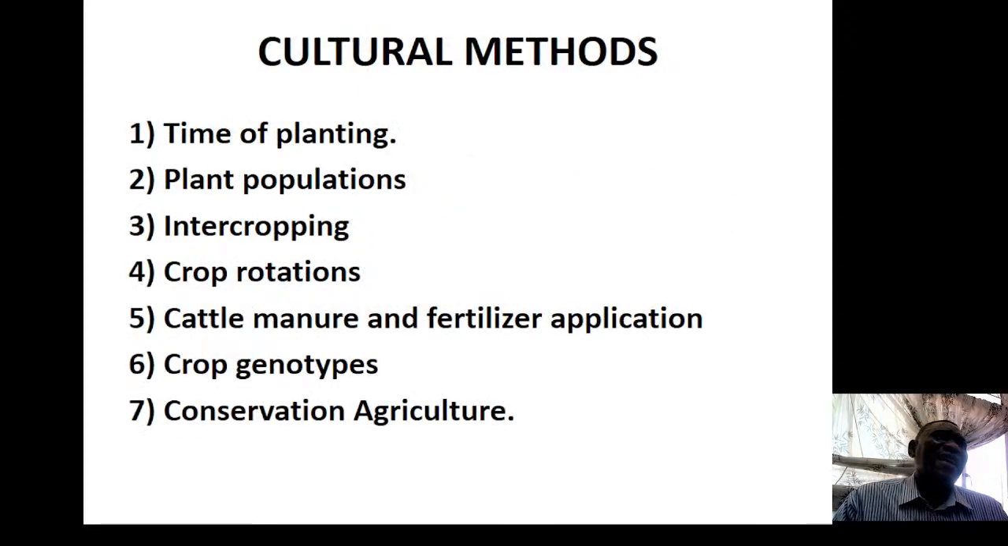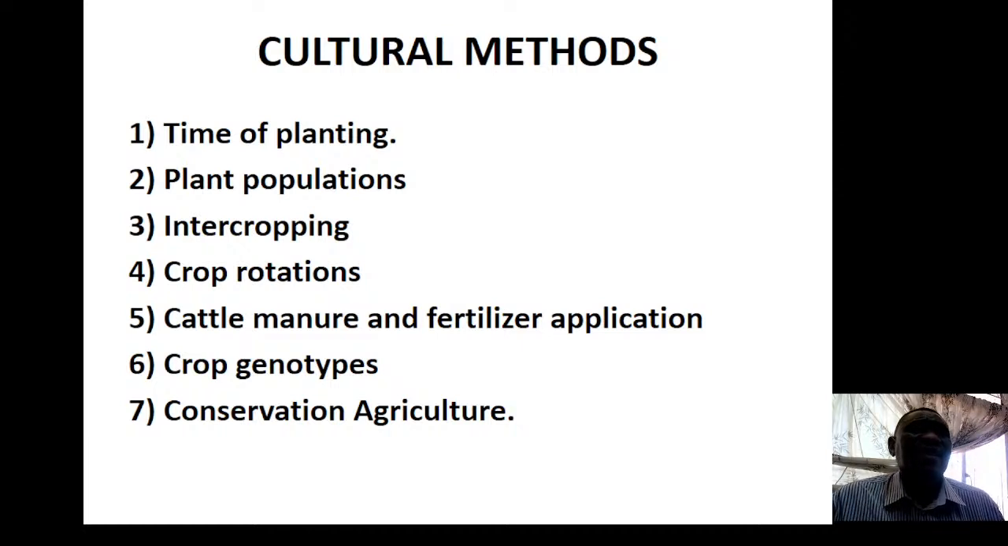We can also have cultural methods. In fact, worldwide, there's this movement towards less chemicals. So we can manage time of planting, plant populations, intercropping, crop rotations, cattle manure and fertilizer application, crop genotypes, and conservation agriculture.